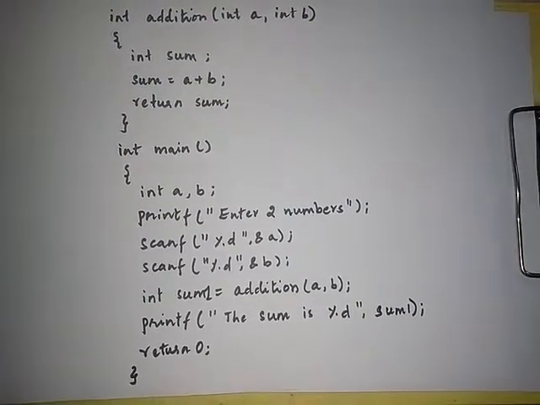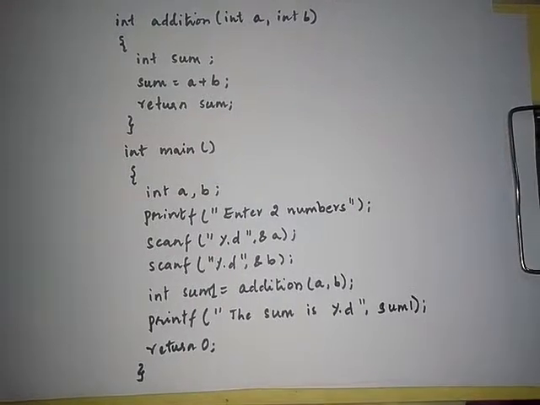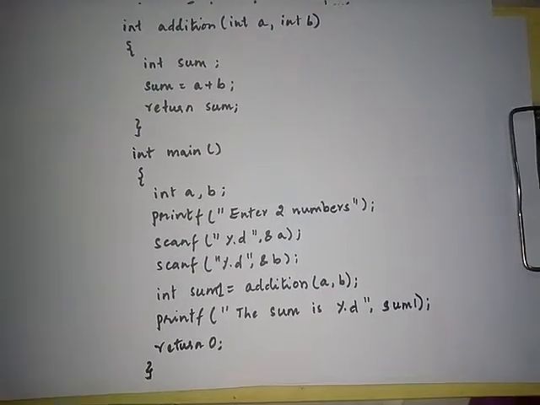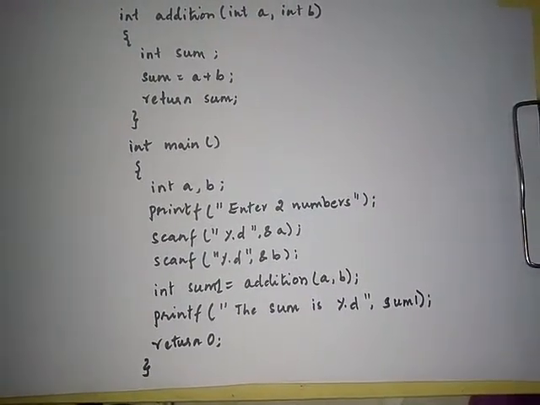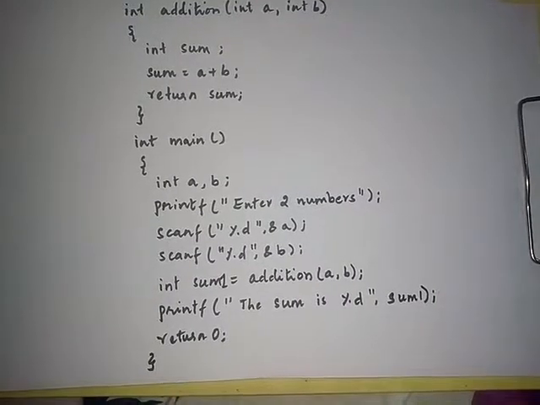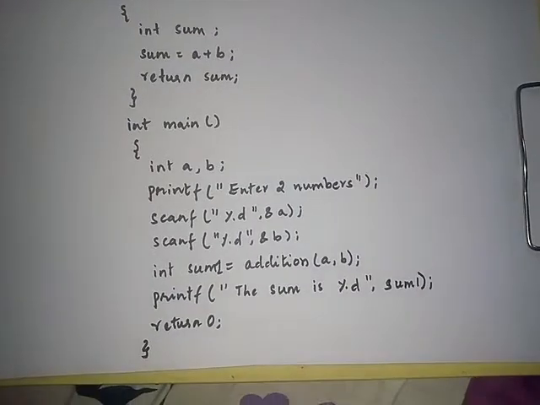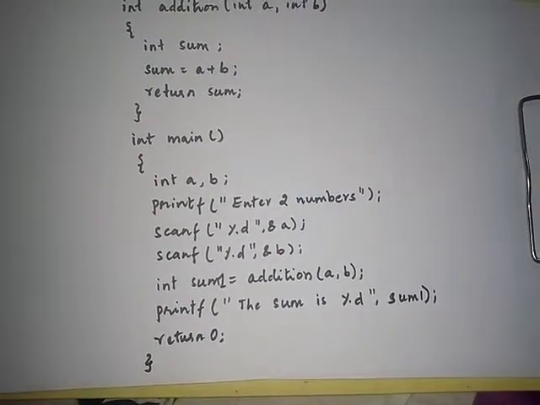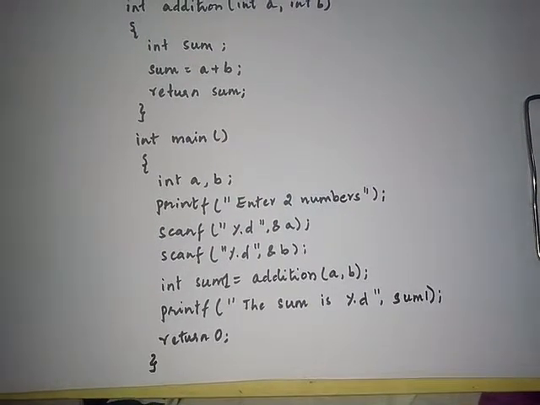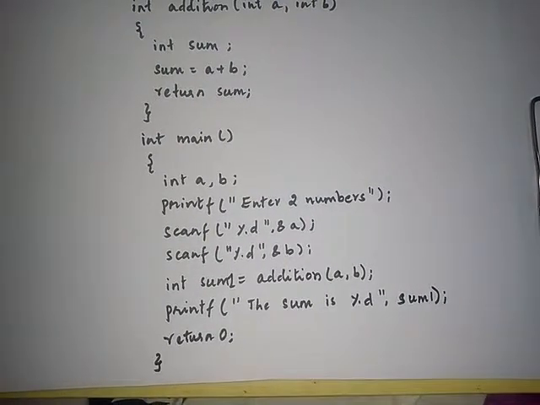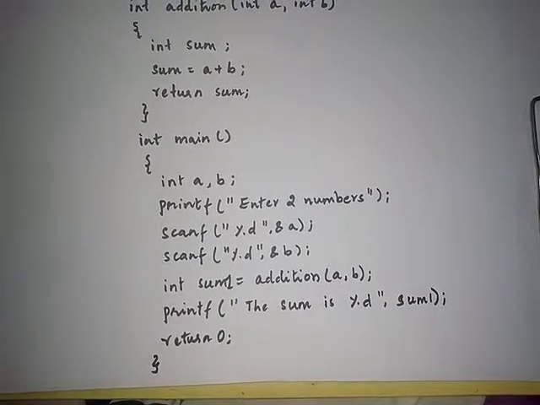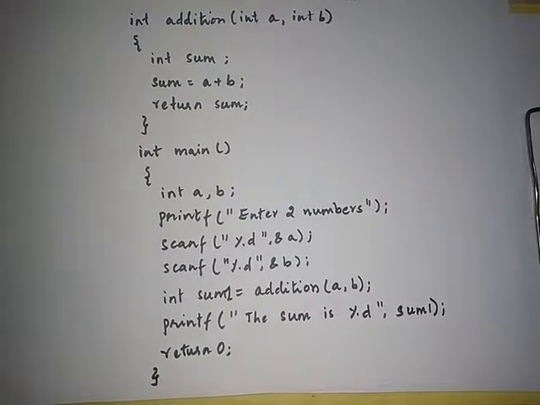This is an example of a program using functions, and the function in this program is addition, and its task is to add two numbers. First, in the main function, we declare two variables a and b, and we ask the user to input two numbers a and b, and then we pass these values to the function addition.